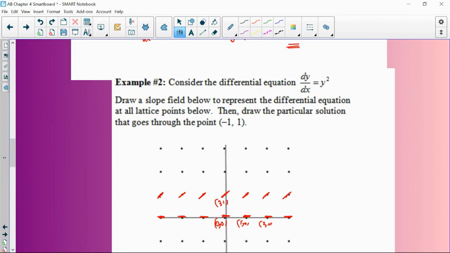Okay? So take a second here and fill out the rest of this slope field. And again, because of this particular differential equation, it's just dependent on the y value. And I'll go ahead and stop this video. And then on the next video in the sequence, it'll be done, and we'll talk about what it means to draw a particular solution through -1, 1.